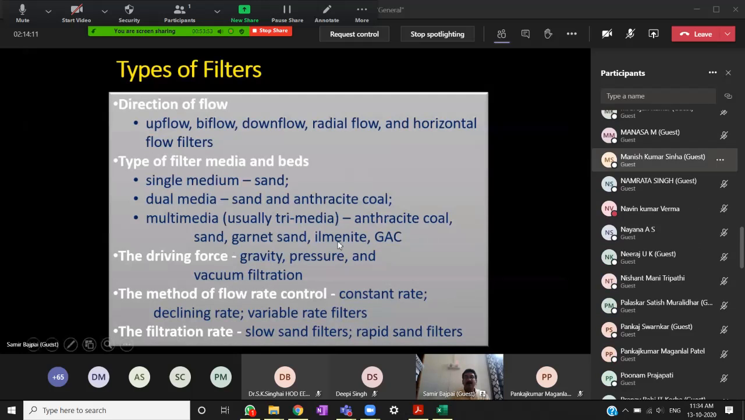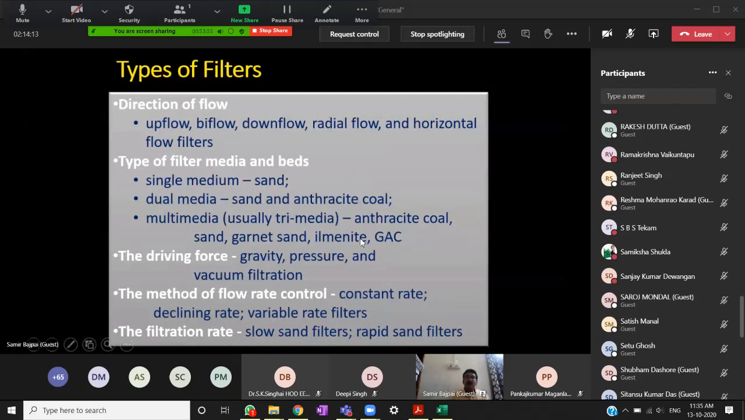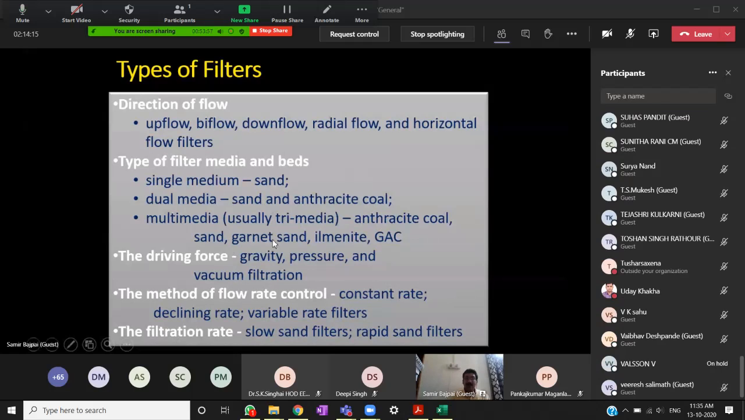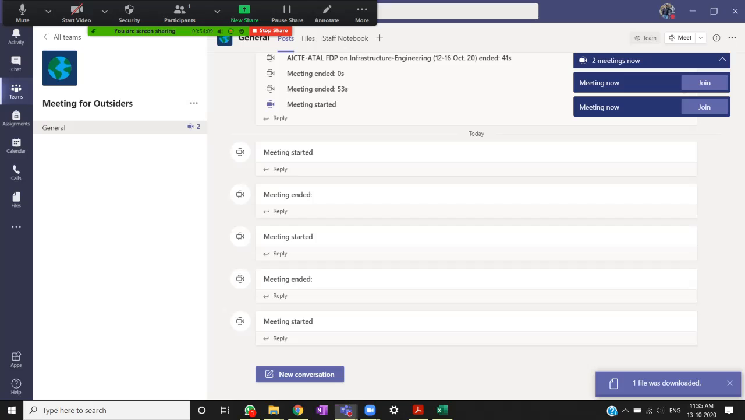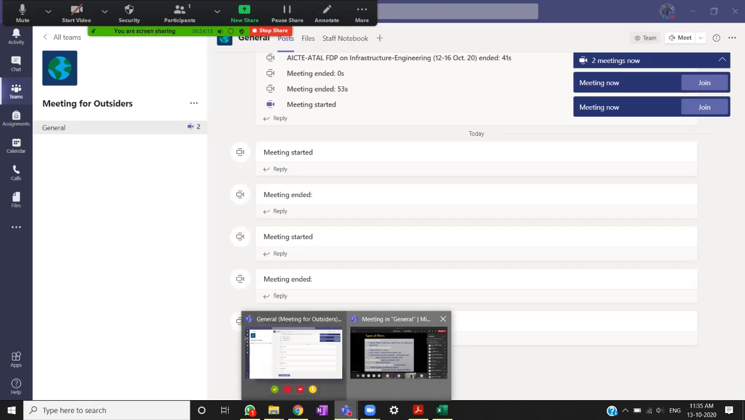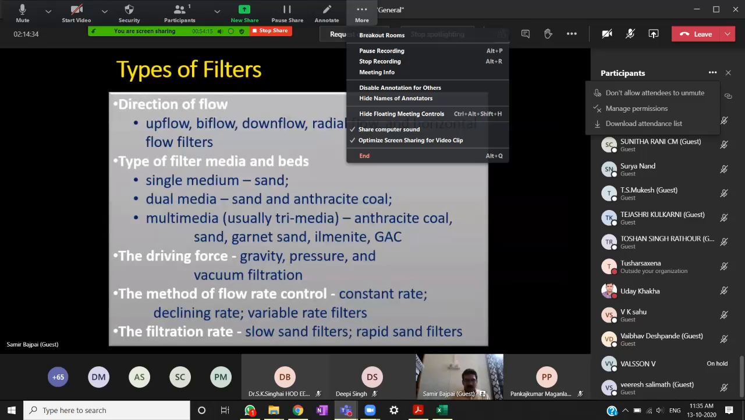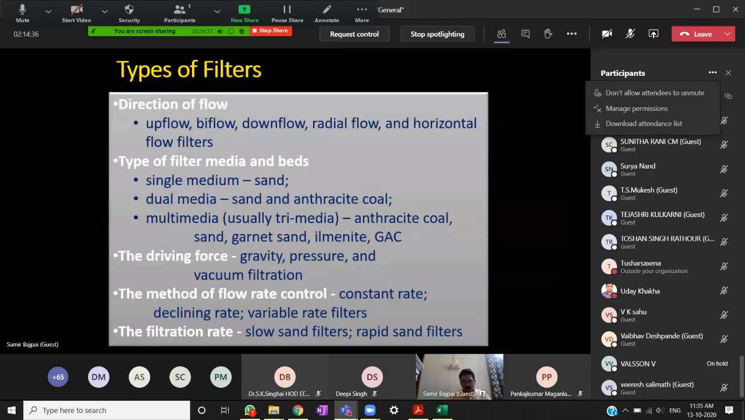Garnet sand and ilmenite typically have very large specific gravity. So the advantage of multimedia or dual media filter is that you can play with specific gravity and particle size. If you operate and design it well, then when you are carrying out filtration, after some time your filtration bed is choked with filtered particles retained in the sand pores. So water won't flow through, and head loss will be too much.